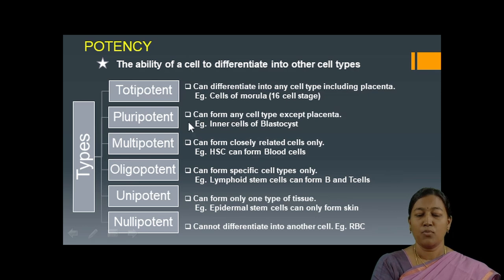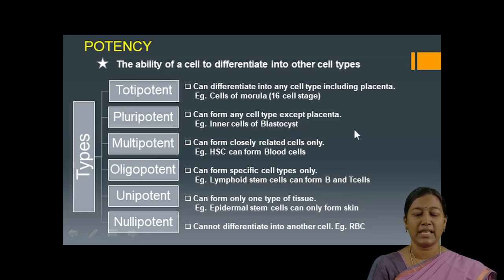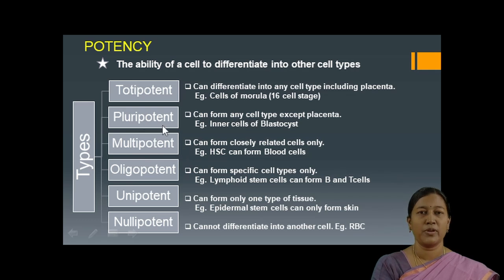But most of the cells, stem cells included, are pluripotent. Other than the cells of the morula, they are pluripotent, which means they can form any cell type except the placenta. For example, cells from the inner side of the blastocyst can form the embryo, but they cannot form the placenta. Only the placenta cannot be formed. They are said to be pluripotent.